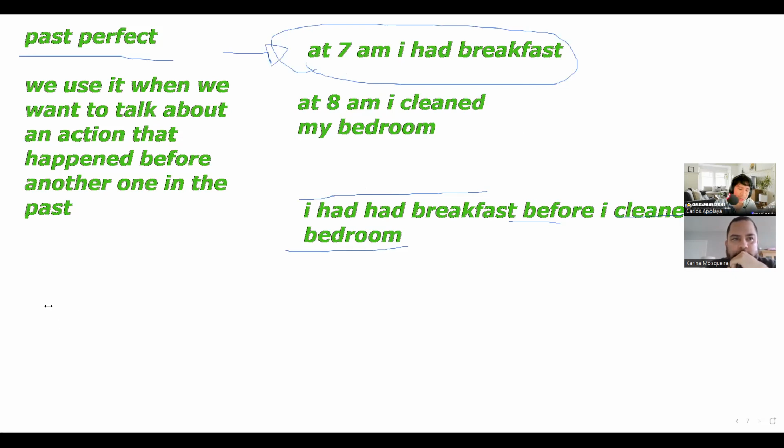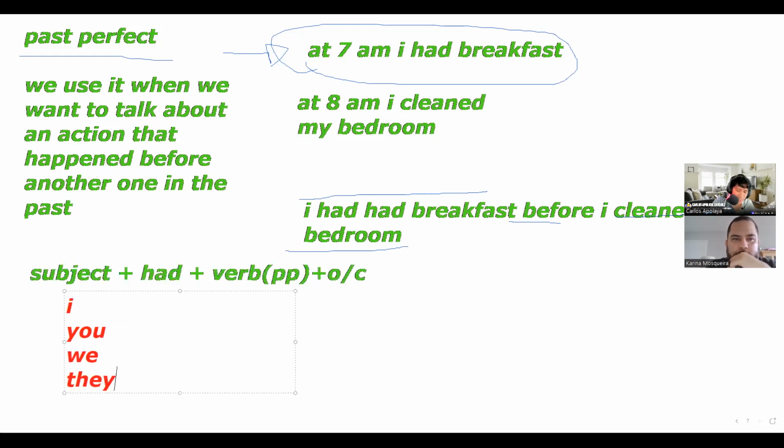¿Cómo se crean las oraciones? Escribimos con el subject. Luego sí o sí tiene que ir el had. Luego sí o sí tiene que ir el verbo en participio más mi object or complement. So I have something like this. I, you, we, they, he, she, I'm sorry, he, she, it. You always include had, had.